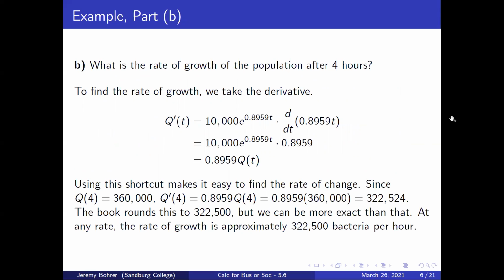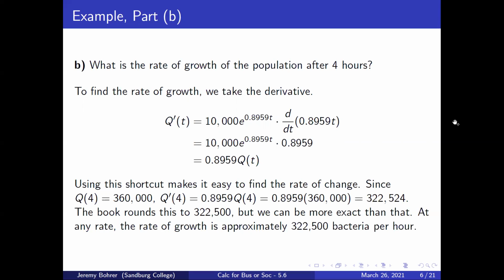B. What is the rate of growth of the population after 4 hours? To find the rate of growth, we take the derivative: Q'(t) = 10,000 times e^(0.8959t) times the derivative of 0.8959t, which is 10,000 times e^(0.8959t) times 0.8959, or 0.8959 times Q(t).